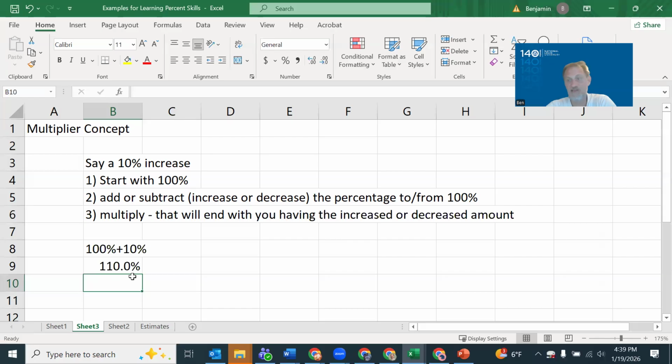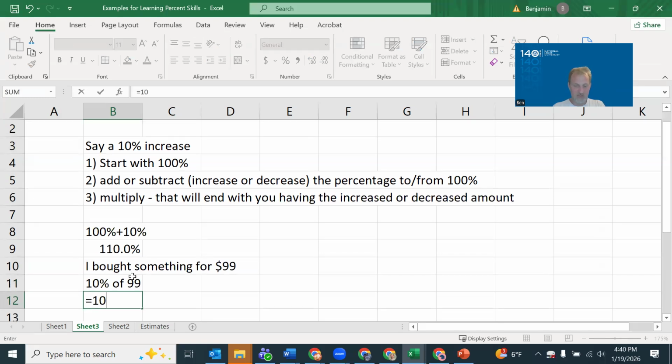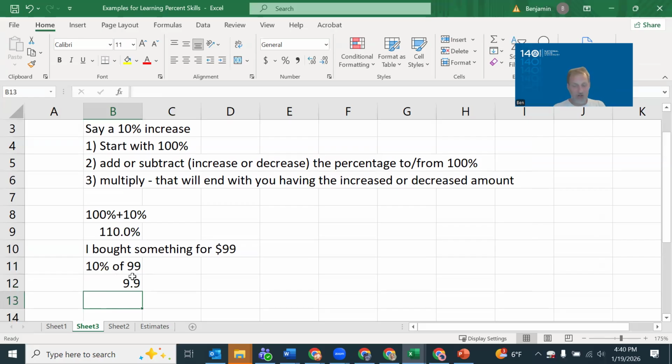And so if I take something like, I just bought some Apple AirTags for $99. So I have to pay tax on it. Let's say the tax is 10%. I could find 10% and then add it on. Let me show you. 10% of 99, that equals 10% times 99, and then I'm adding that on, 99 plus 9.9.